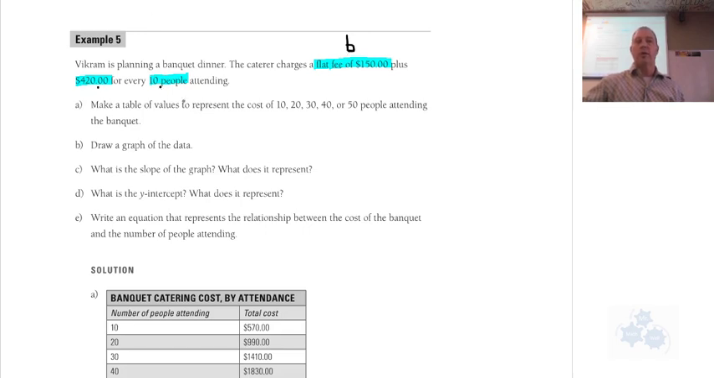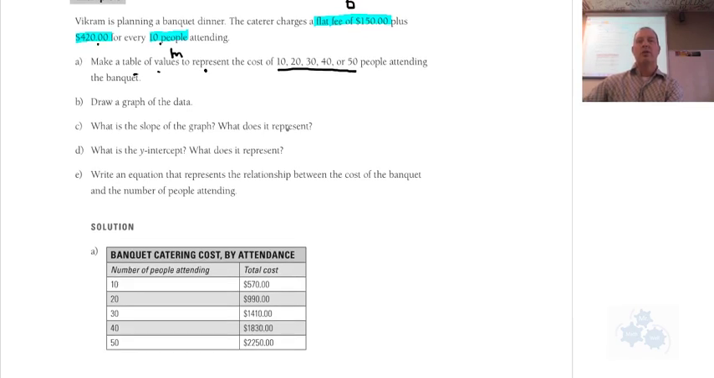Dollars per person, that seems to me like it's going to be a slope. All right, so that's what you want to identify here. Now what they've asked you to do here, and again, we won't do this, but we'll just take a look at their solution. If you were to make a table of values representing the cost of 10, 20, 30, 40, or 50 people, then this is what you would do.